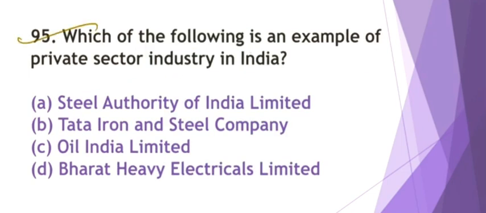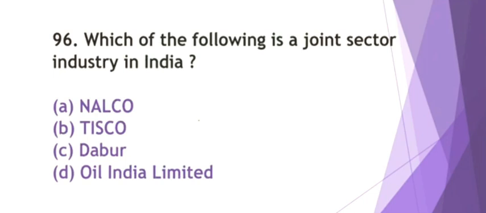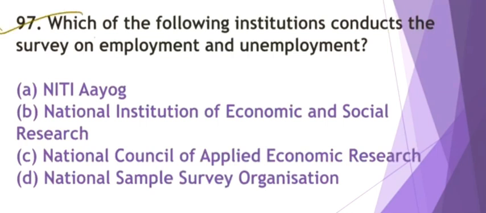95. Which of the following is an example of private sector industry in India? Option number B, Tata Iron and Steel Company. 96. Which of the following is a joint sector industry in India? Option number D, Oil India Limited. 97. Which of the following institutions conducts the survey of employment and unemployment? Option number D, National Sample Survey Organization.